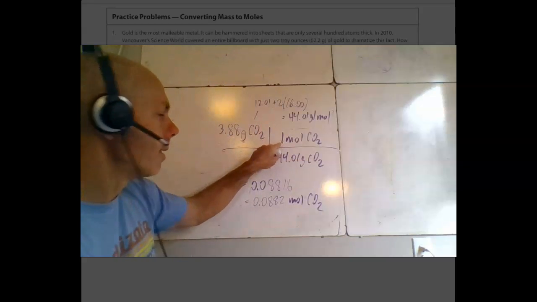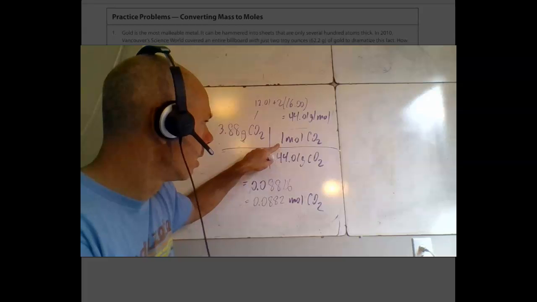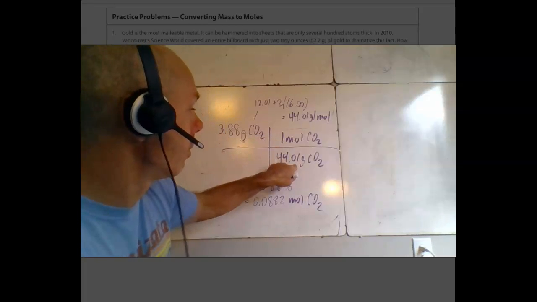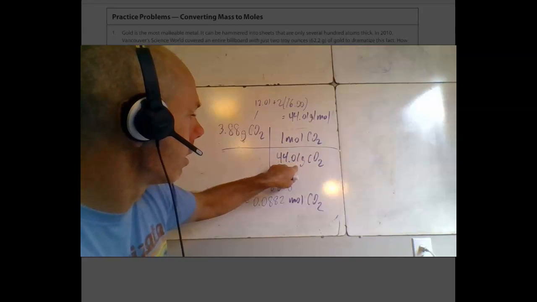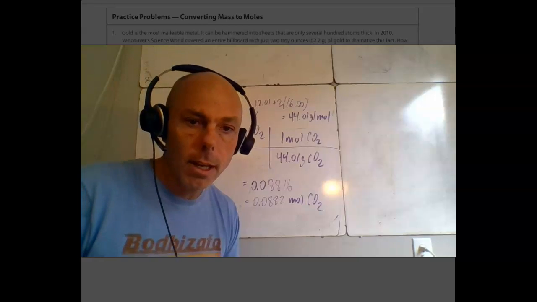This 1 mole, by the way, is exact. It has an infinite number of significant figures. It'll never restrict sig figs, because what we say is in exactly 1 mole of CO2, there's approximately 44.01 grams. So there's some uncertainty in that number. That number is exact. That's it, folks.